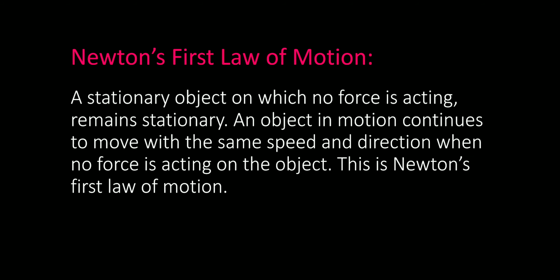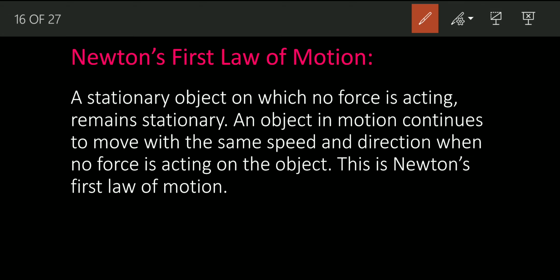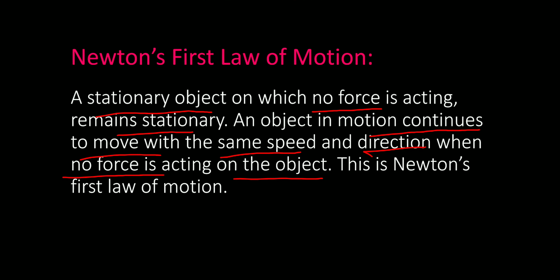So what is Newton's first law? A stationary object on which no force is acting remains stationary, and an object in motion continues to move at the same speed and in the same direction when no force is acting on the object. In other words, a stationary object remains stationary and a moving object remains in motion at the same speed and in the same direction until and unless an external force acts upon it.